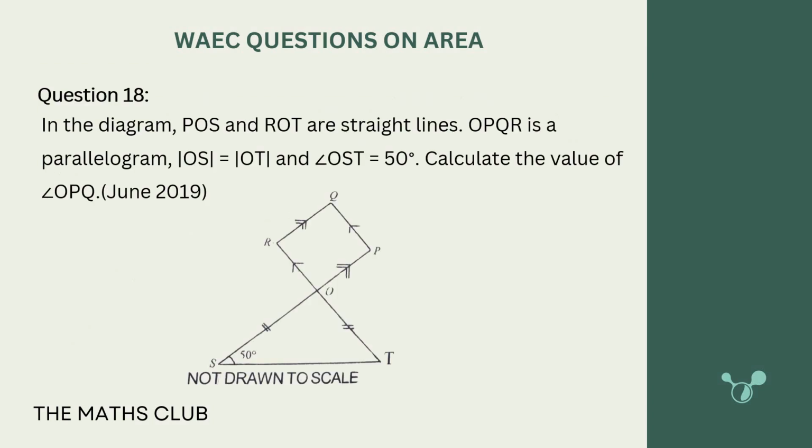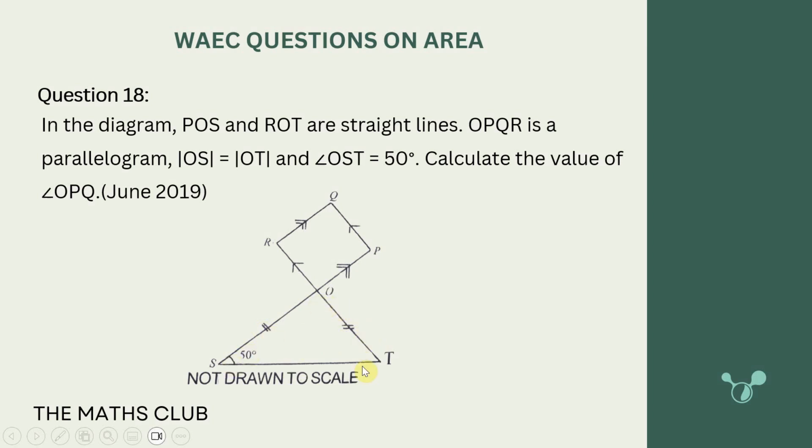Great. Question 18 now says that in the diagram, POS and ROT are straight lines. OPQR is a parallelogram. You can see this side is parallel to this side and this parallel to this side. Remember, in parallelograms, opposite sides are parallel to each other. OS is equal to OT. You can see the mark here, the mark here.